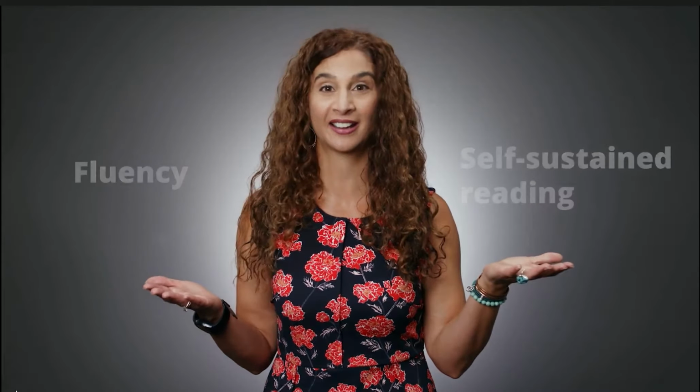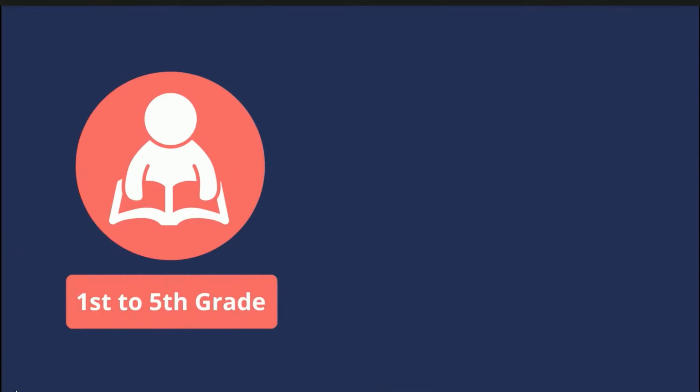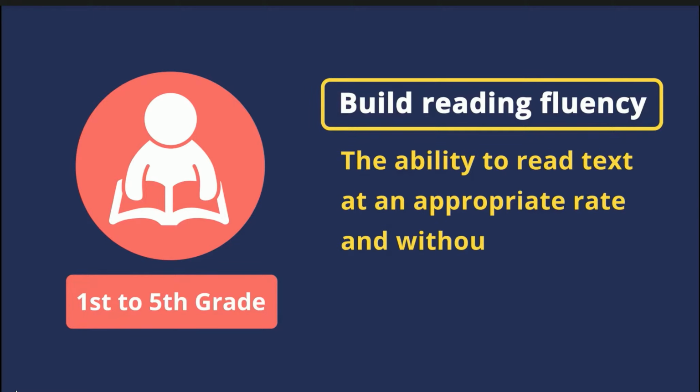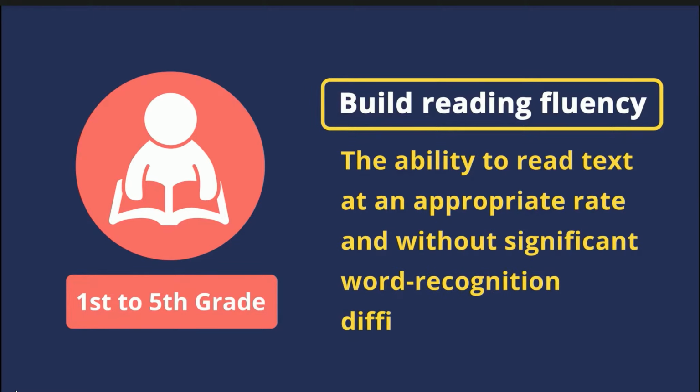Through the building and sustaining foundational language skills strand, students develop skills to become proficient readers. Two key skills for proficient readers are fluency and self-sustained reading. From 1st to 5th grade, the TEKS require students to build reading fluency, or the ability to read text at appropriate rate and without significant word recognition difficulties. Students are expected to read grade-level texts with fluency and comprehension.